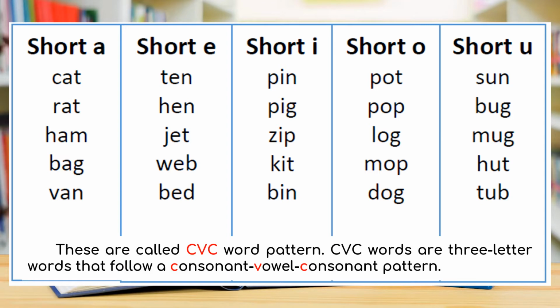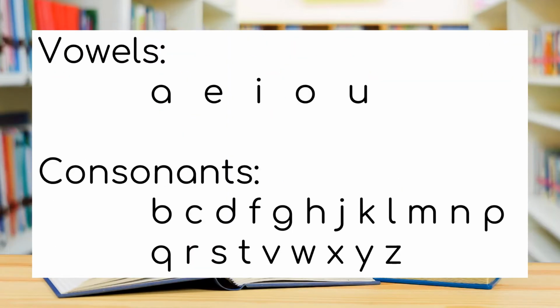These are called CVC word pattern. CVC words are 3-letter words that follow a C for consonant, V for vowel, and another C for consonant. CVC pattern. These are the vowel letters in the alphabet: A, E, I, O, and U.